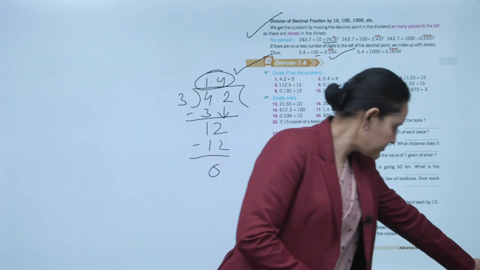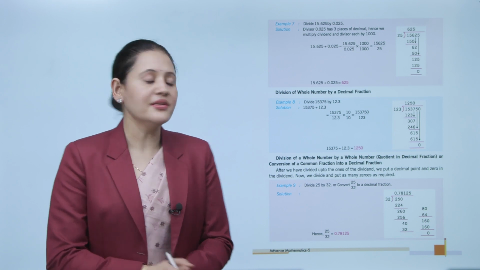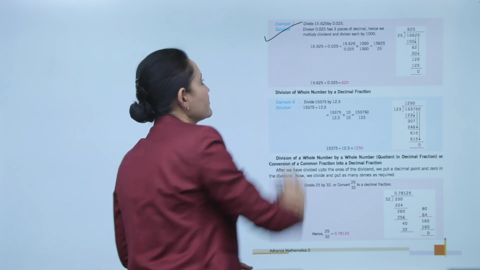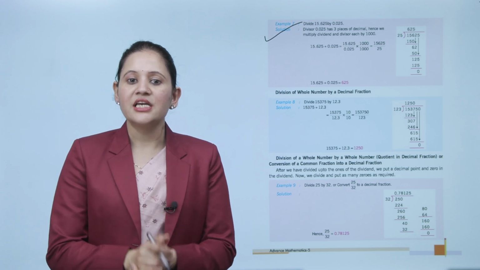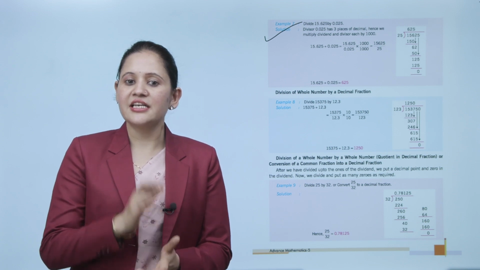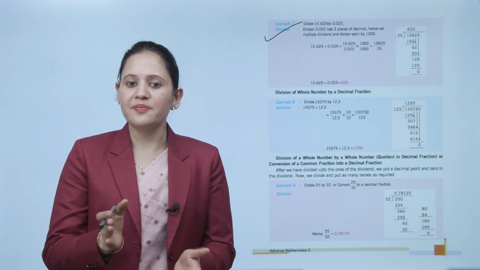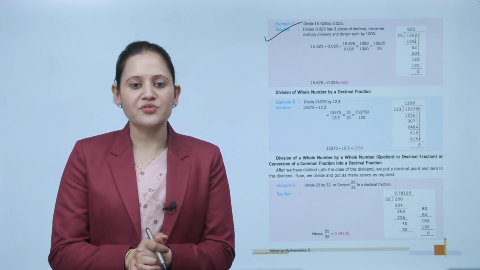Clear? Next, we'll take an example. Divide 15.625 by 0.025. The divisor, 0.025, has 3 decimal places. Hence we multiply dividend and divisor both by 1000.